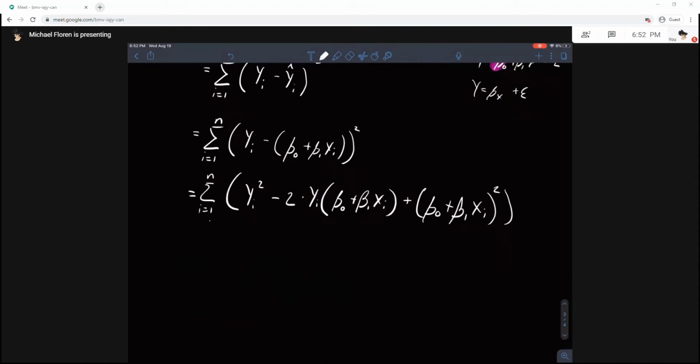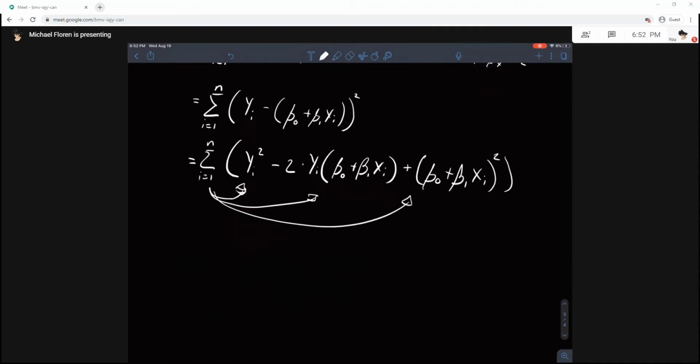Now I'm going to distribute this sum out into its different components. So remember, the sum of the differences is the difference of the sums. So here we're going to sum i equals 1 to n of y sub i squared minus 2. Remember, you can factor constants out of a sum, i equals 1 to n times y sub i.